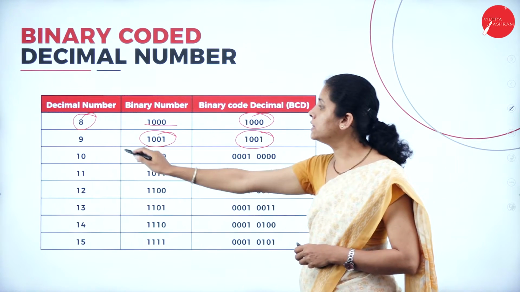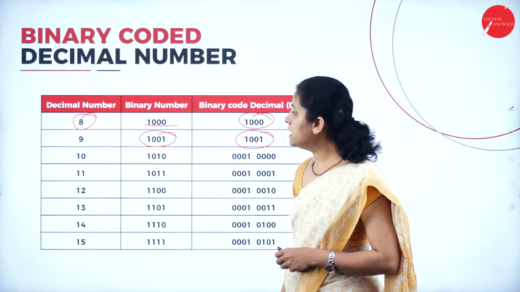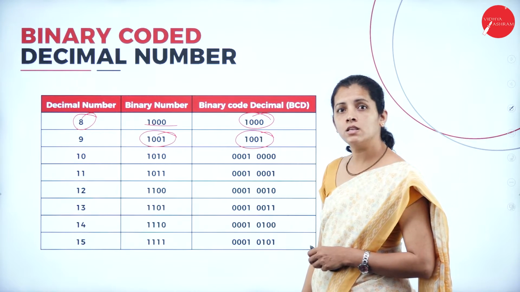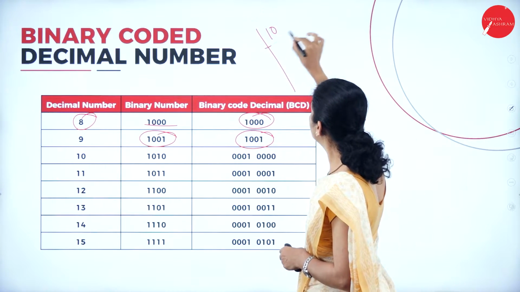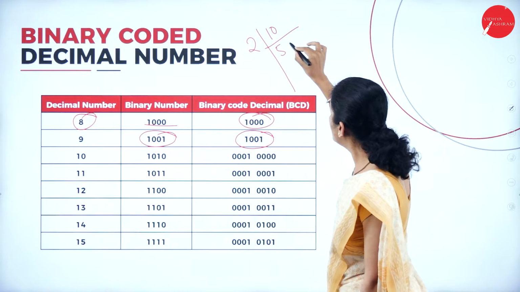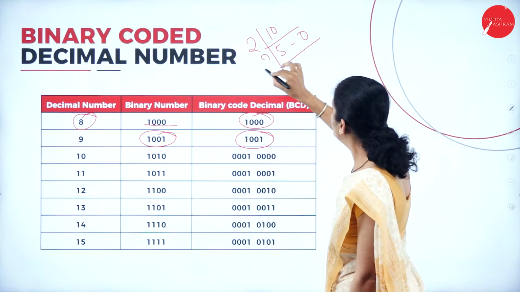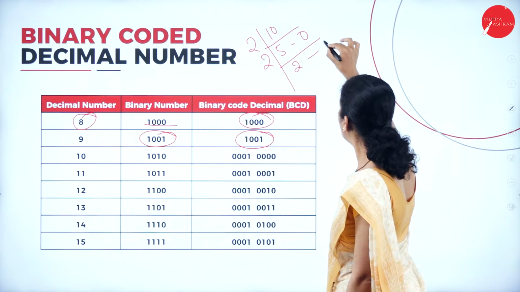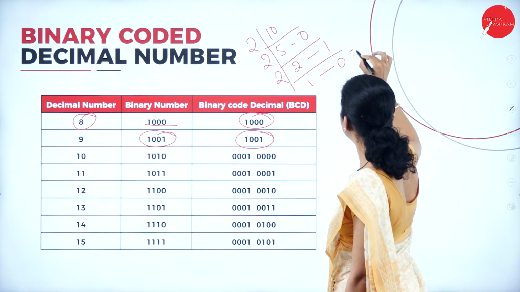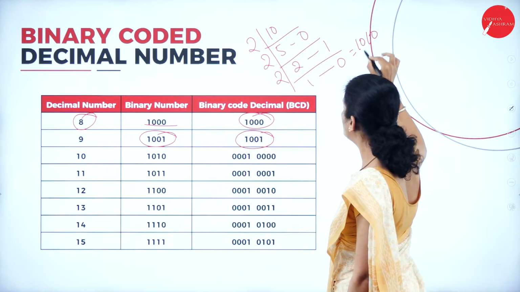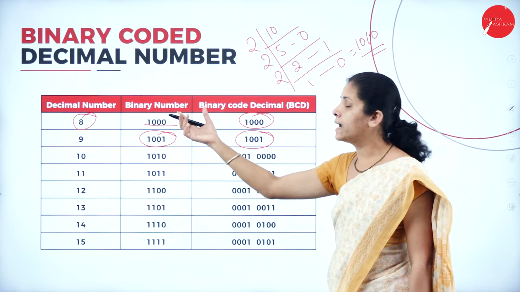And if I go with 10, in binary it is 1010, that is 10 divided by 2, 2 5s are 10, 0 remainder, 2 2s are 4, 1 remainder, 2 1s are 2, 0 remainder. So it is 1010. So this is my binary number.